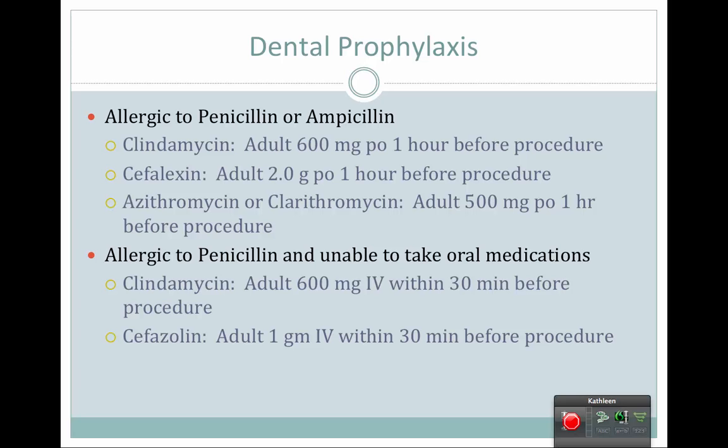Allergic to penicillin or ampicillin, we're going to give clindamycin 600 milligrams PO 1 hour before procedure. Keflex, cephalexin, adult 2 grams PO 1 hour before procedure. Zithromax or Biaxin, adult 500 milligrams PO 1 hour before procedure. If you're allergic to penicillin and unable to take oral medications, clindamycin, you can give adult 600 milligrams IV within 30 minutes before procedure. And cefazolin, 1 gram IV within 30 minutes before procedure.